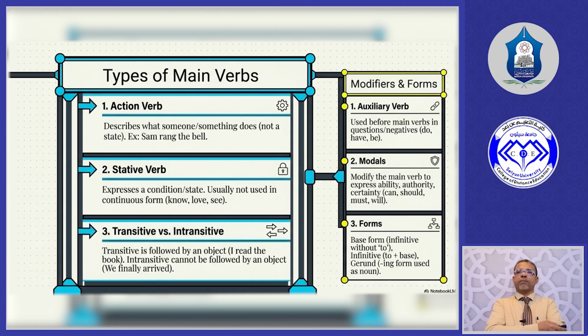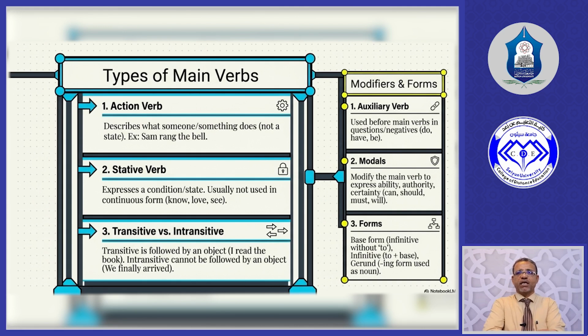Forms: base form, infinitive without to, infinitive to plus base, and the gerund ing form used as a noun. The base form without to, for example, they come with help, play. For example, they help me play PlayStation. Infinitive with to, for example, they come to our class to check what we do in the class, to check. Gerund, when you add ing to the verb to become a noun. So the verb is watch, I add ing, becomes watching.